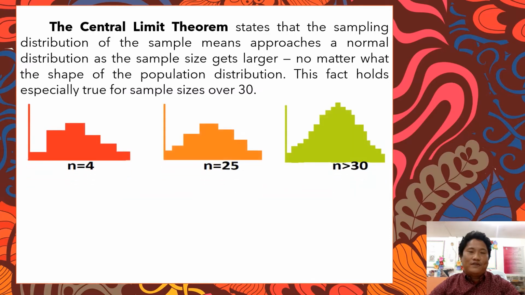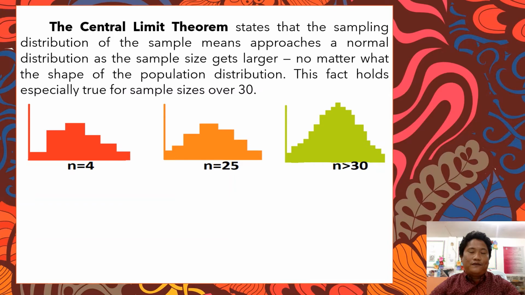To explain the central limit theorem, we have here three different graphs of n equals 4, n equals 25, and n is greater than 30. When you say n equals 4, meaning the number of respondents in your study or in your survey or any form of research is equal to 4, we can see the shape of your graph is not like a bell shape, not like the normal distribution shape. So it's far from a bell shape if n is equal to 4.